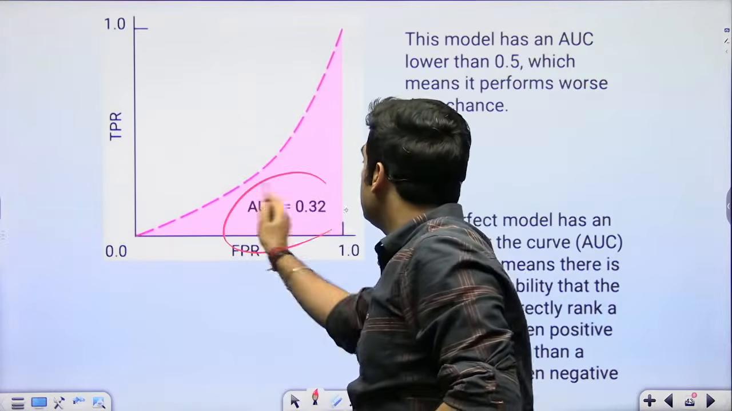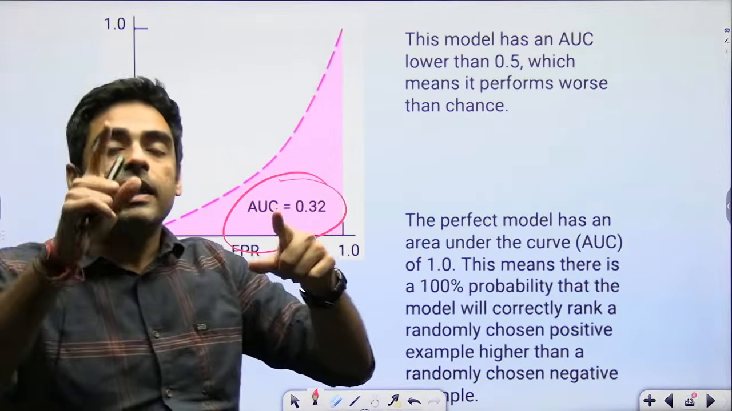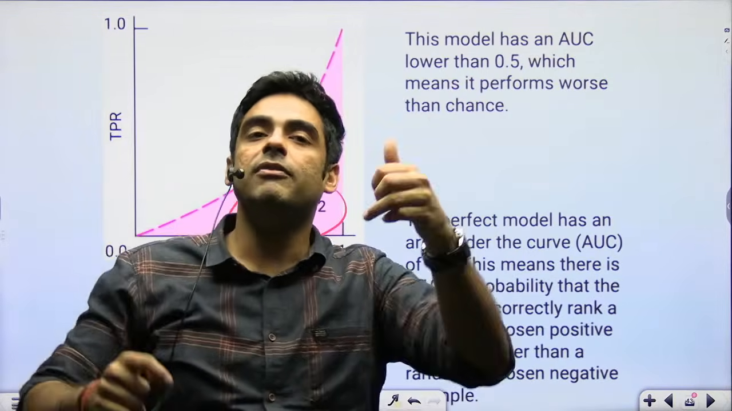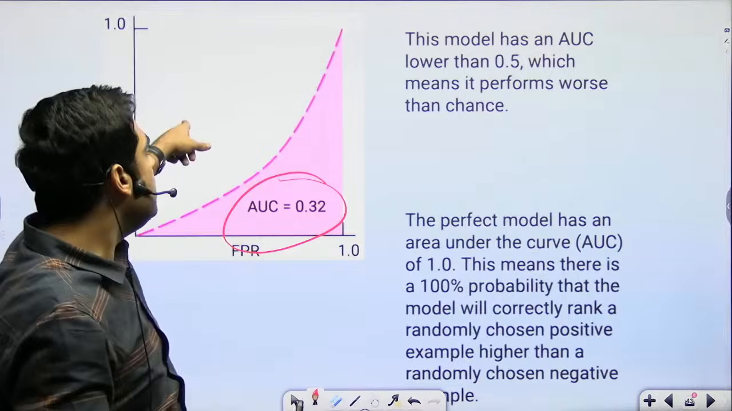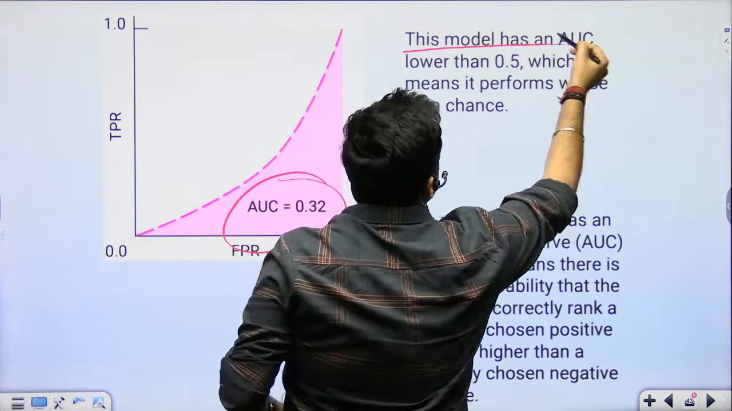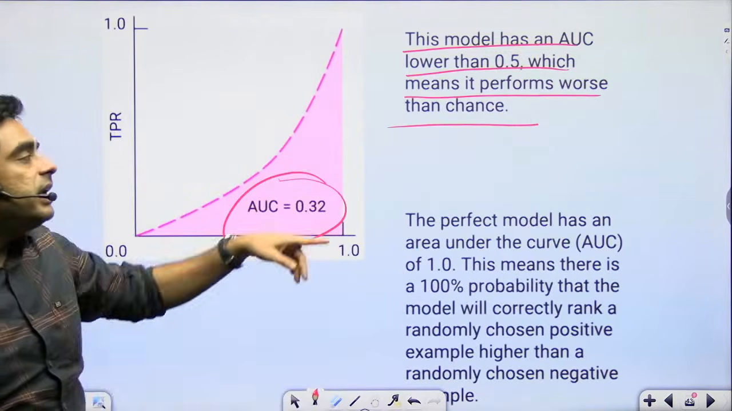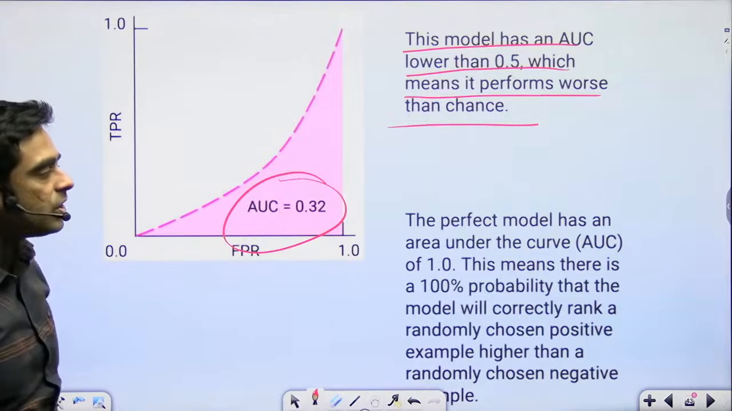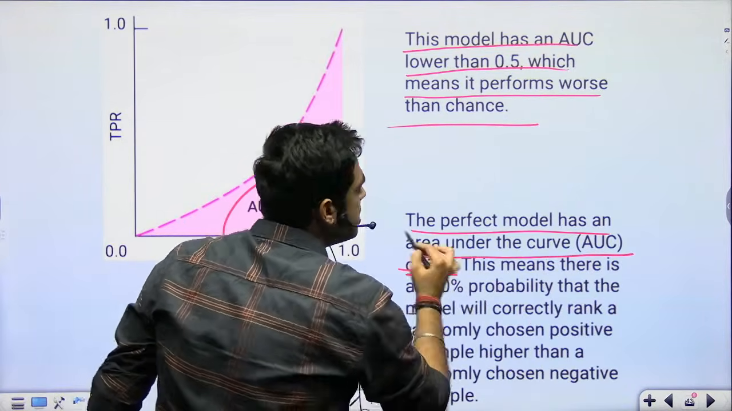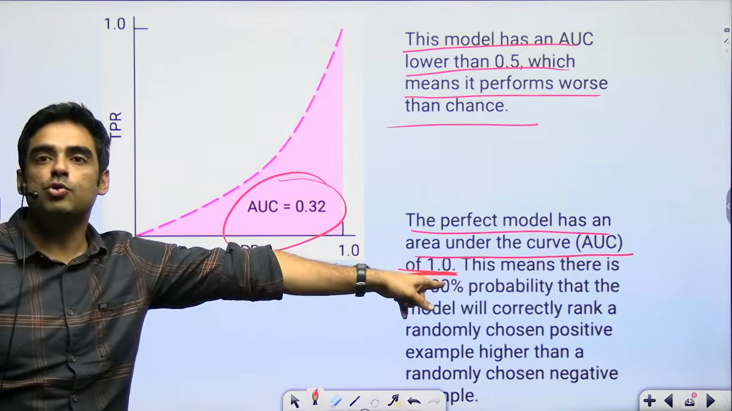If AUC is less than 0.5, it means the model is performing even worse than me. Okay, so that means AUC should be between 0.5 and close to 1, more than 0.5 and close to 1, for a good or reliable model. If a model has lower than 0.5, it performs worse than chance. And a perfect model has an AUC score of 1.0.